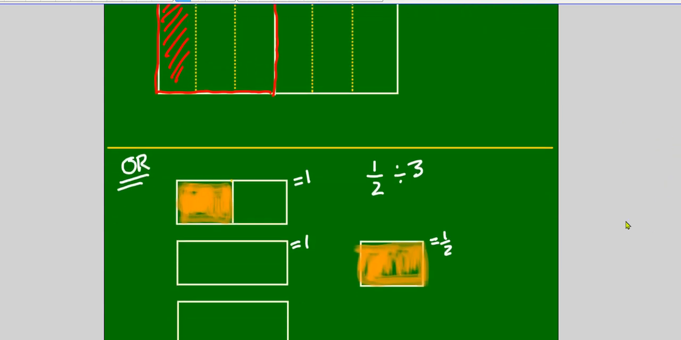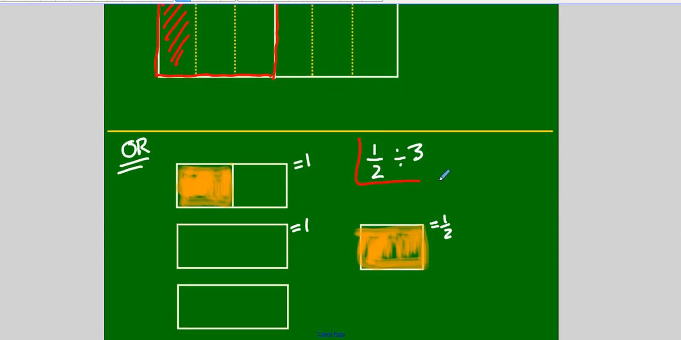So second way to look at this one is, again, the problem is 1/2 divided by 3. So I'm gonna interpret this method as how many threes fit into 1/2, or what part of 3 fits into 1/2? Okay, so here is 3. I'm representing 3 by these boxes. Each box is 1. So this is a half, okay?